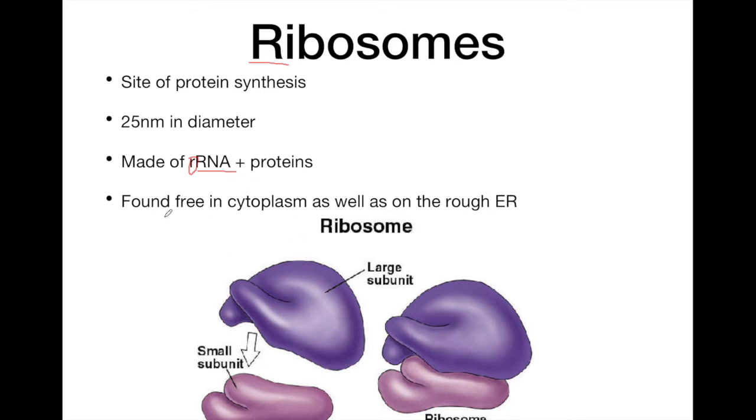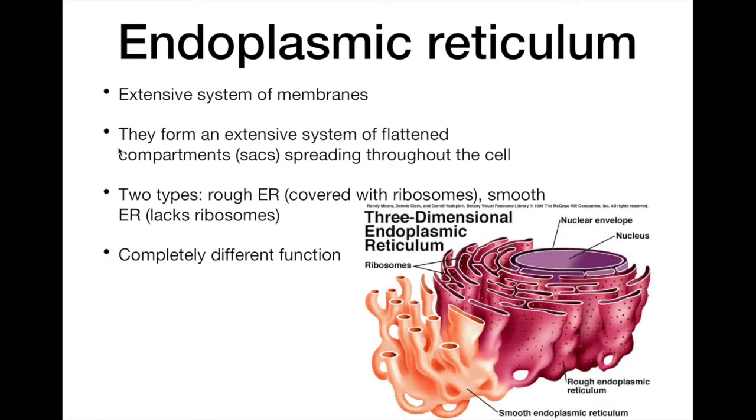Let's continue. They are found free in the cytoplasm and on the rough endoplasmic reticulum. ER is endoplasmic reticulum. They are not all the time together, and at a point the large subunit comes and joins with the small subunit. Actually, the process is the small subunit is here, the mRNA, which is about to be translated into proteins, comes in, and then the large subunit comes and hugs, let's say, the small subunit with mRNA.